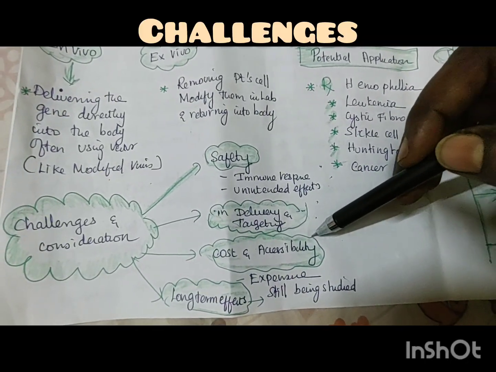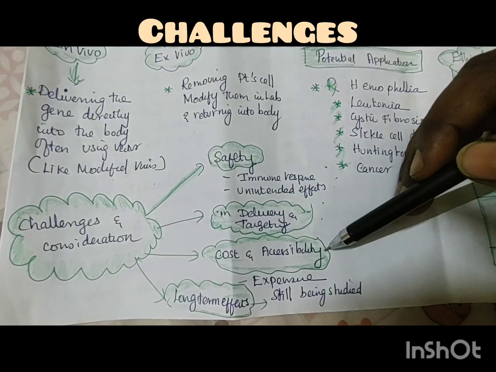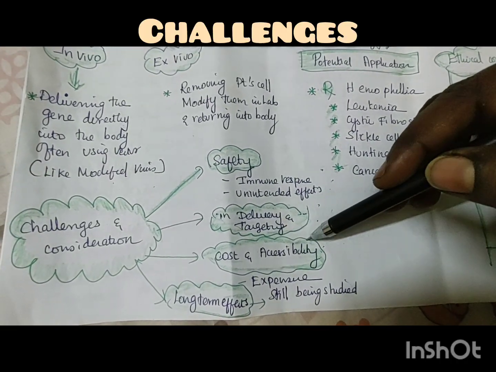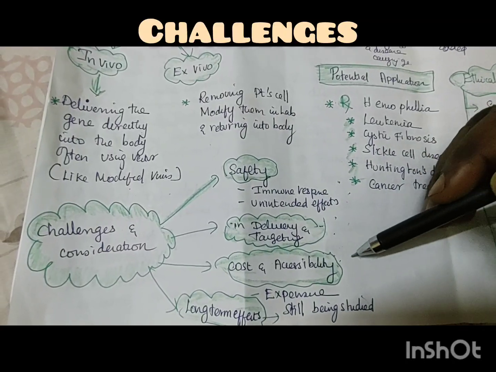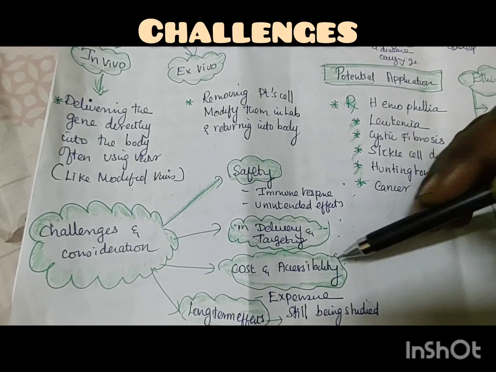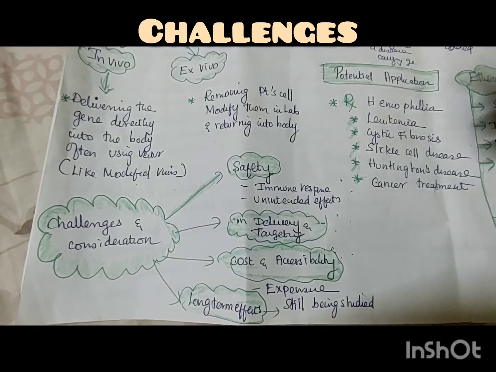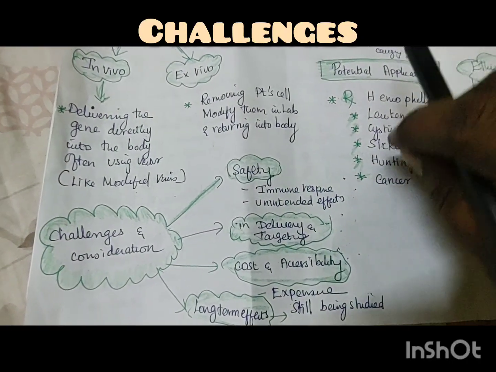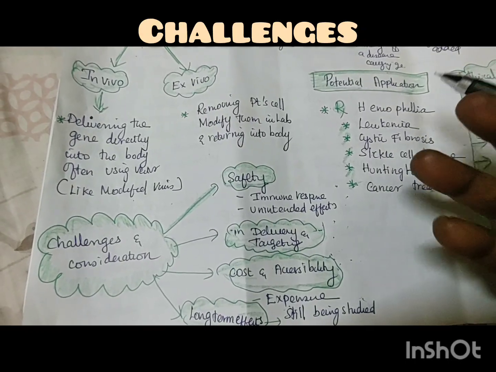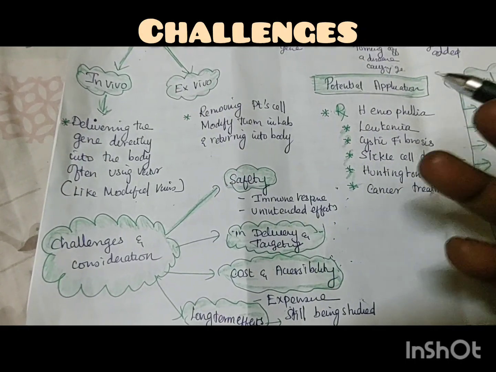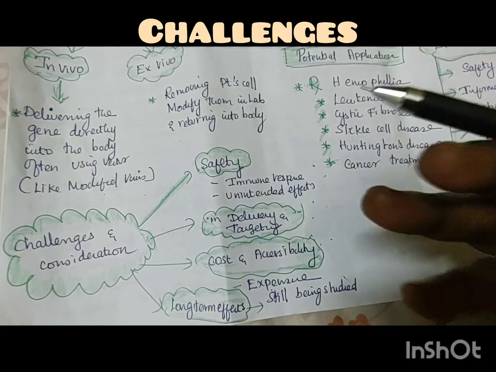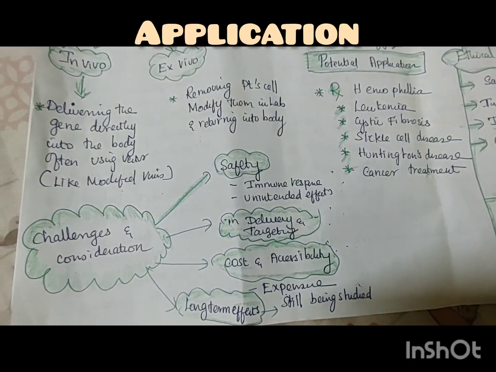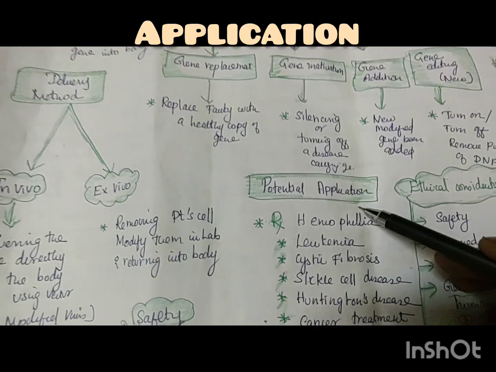And about cost and accessibility, the cost is unimaginably high, the technology is also not widely available, and everybody cannot access it. Long-term effects: what will happen in the long term, we are still studying. How it is going, how the persons whose genes are modified are behaving, the research is still going on.